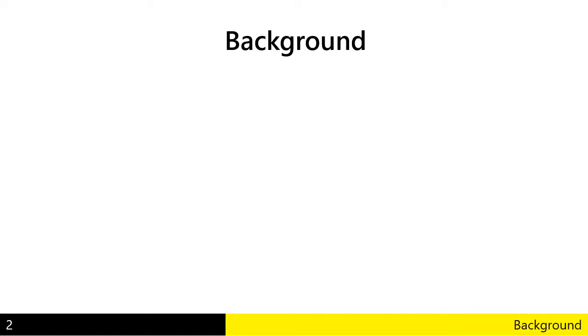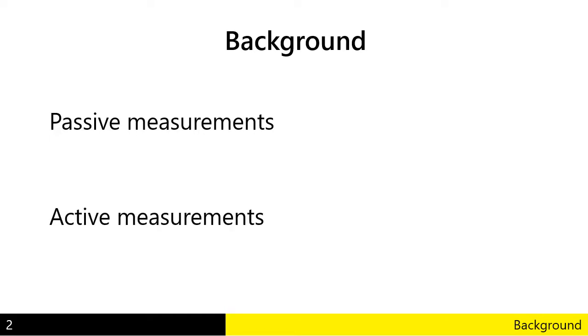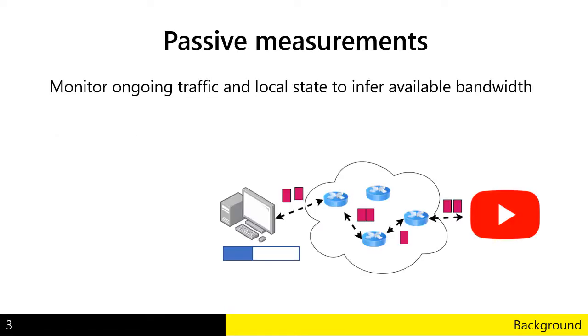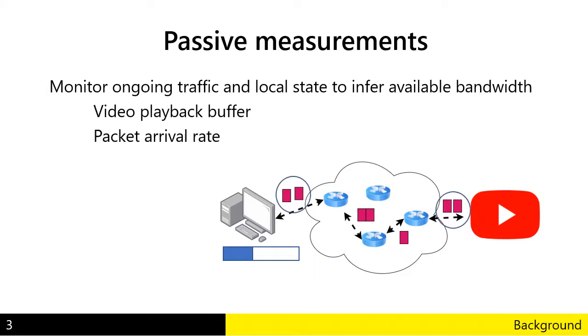To this end, a significant amount of prior research has focused on coming up with measurement tools to answer these questions. These primarily fall into two categories. One is passive measurements and the other is active measurements. Passive measurements rely on monitoring ongoing traffic and local internal state to infer available bandwidth. They may use, for example, video playback buffer or packet arrival rate in the figure. For instance, if the video playback buffer is depleting fast, that indicates that the available bandwidth has decreased.